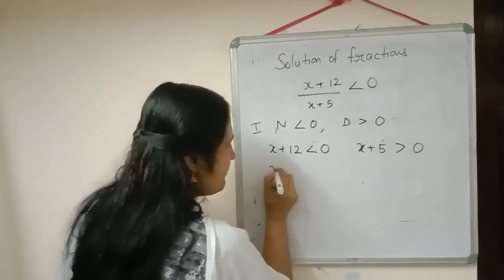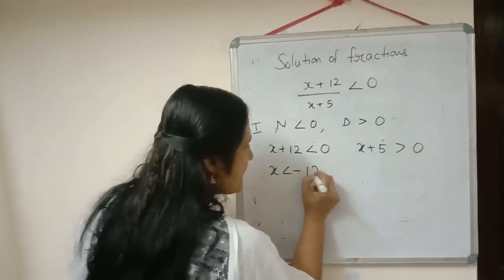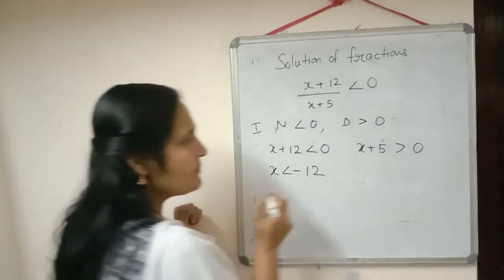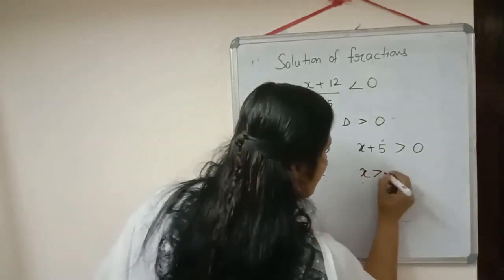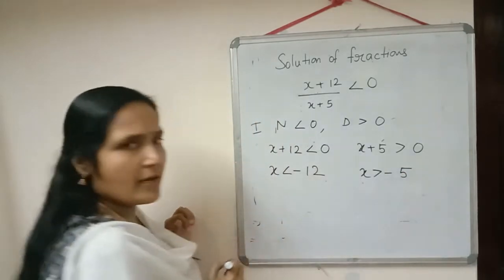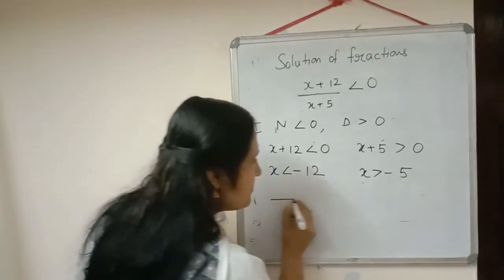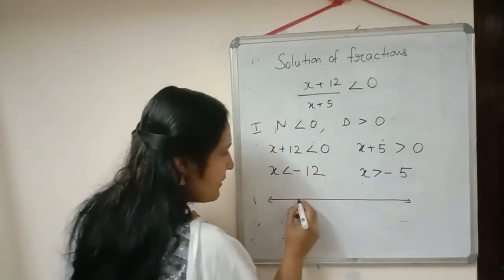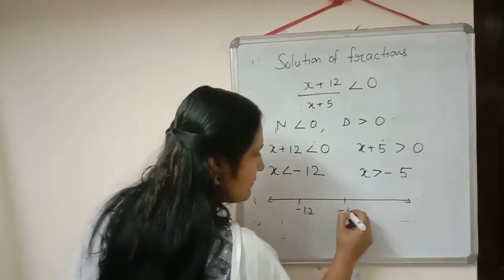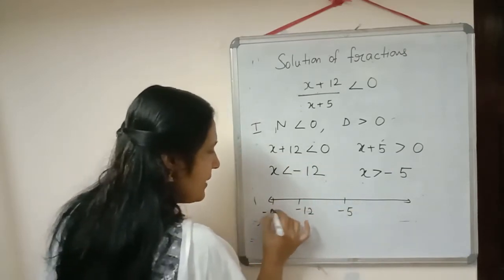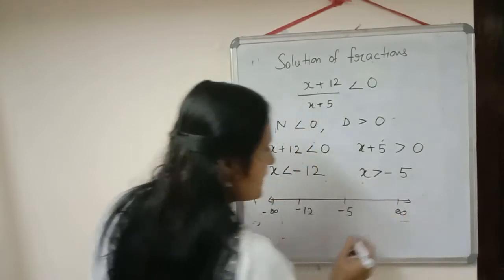So when we simplify this, what do we get? x less than minus 12, and here we are getting x greater than minus 5. So here we have the 2 points, minus 12 and minus 5, with minus infinity and plus infinity on either side.